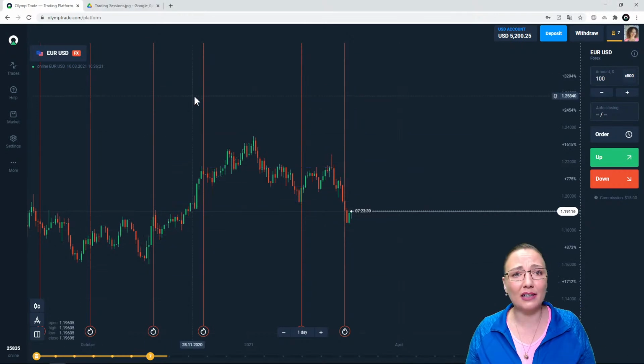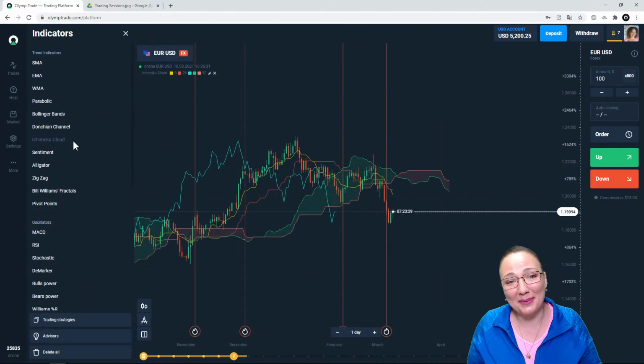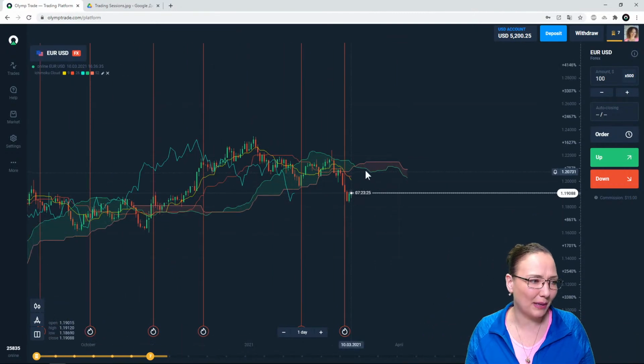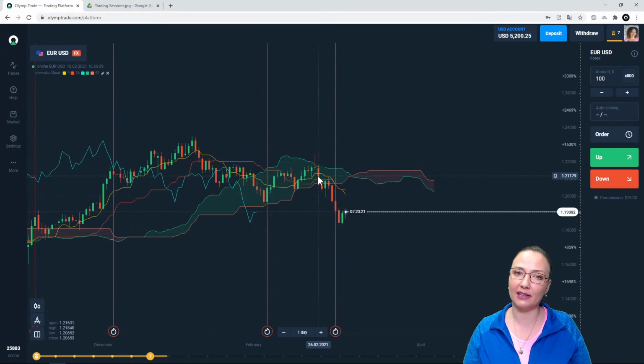There are actually a lot of other indicators that also show us levels of support and resistance, for example, the Ichimoku cloud. I'm sorry, but Ichimoku cloud is one of my favorite indicators. Basically, we can focus on the clouds as support and resistance levels.